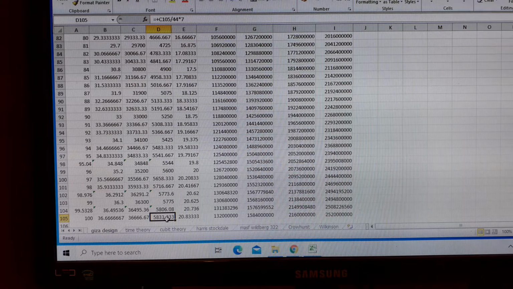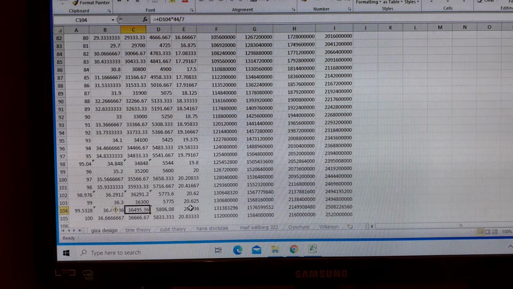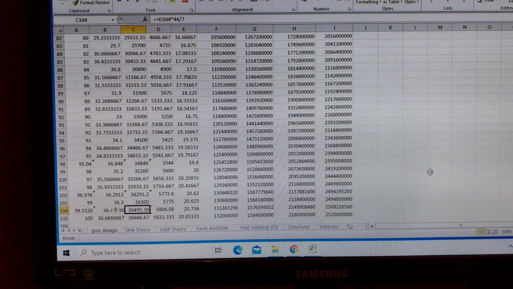That's the Giza height. Then we divide that by 280, and that's the cubit. So this column is cubits. And what's happening is, if we divide that into that, we get 1760 because of the way this is structured. We always know there are 1760 cubits in the Giza base. So if we divide that by 20.736, it's 1760. Always 1760. That's the way this model's constructed.